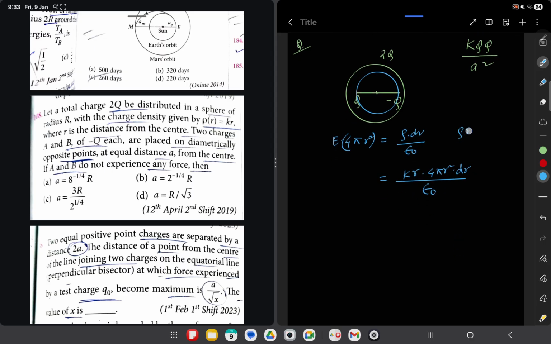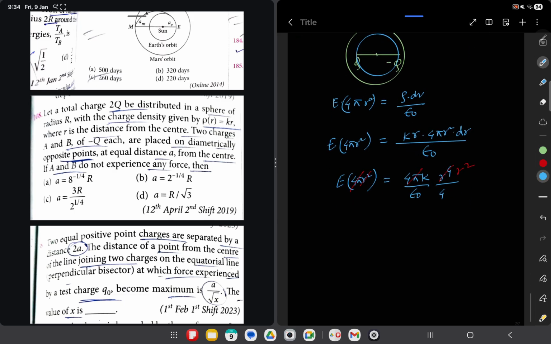If rho would have been constant, then you may clearly write it over 3 epsilon, but rho is changing, so you need to do the integration. So E into 4 pi r square. Now you'll be getting 4 pi k times r cube dr, and r cube dr means r to the power 4 by 4, divided by 4 pi r square. So 4 pi cancels out, and this is r square. So E equal to k r square by 4 epsilon naught.